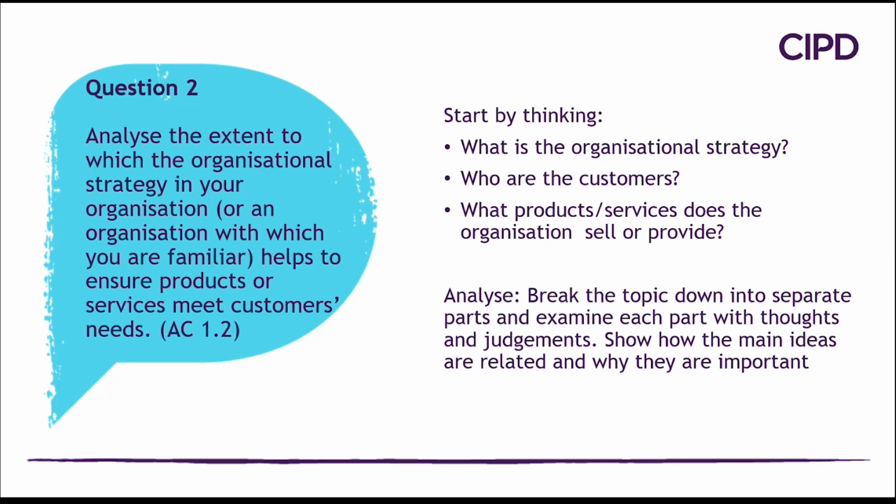You can then start to think about strategy in a little bit more detail. You might want to think about the 3 core areas of strategy: strategy analysis, strategy development, and strategy implementation. You also need to be familiar with what products and/or services your chosen organisation offers and to which customers. Once you've done this, you can start to address the question. You can then start to analyse the extent to which the organisational strategy helps to ensure products or services meet customers' needs. When you analyse, you may find that the strategy is or isn't particularly effective in helping to ensure customer needs are met.